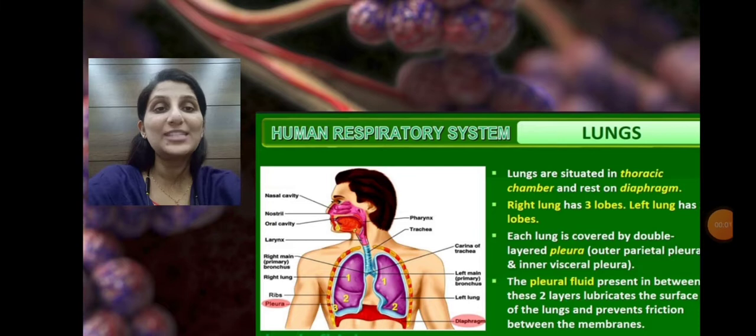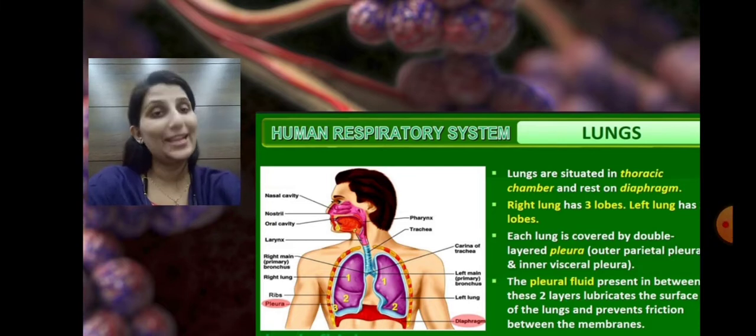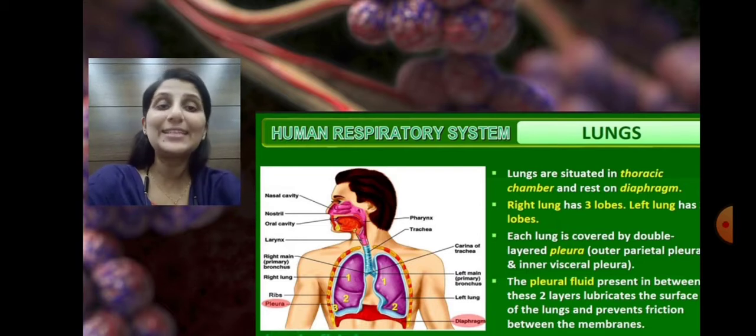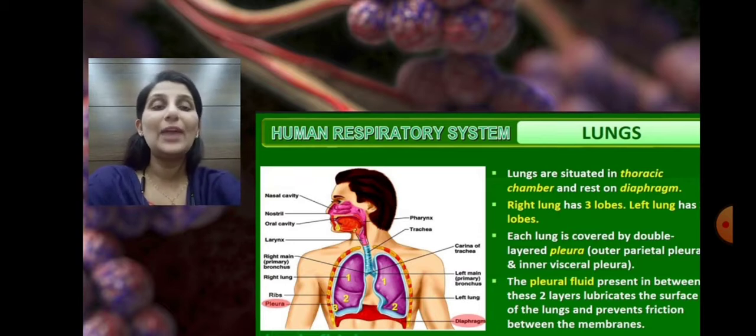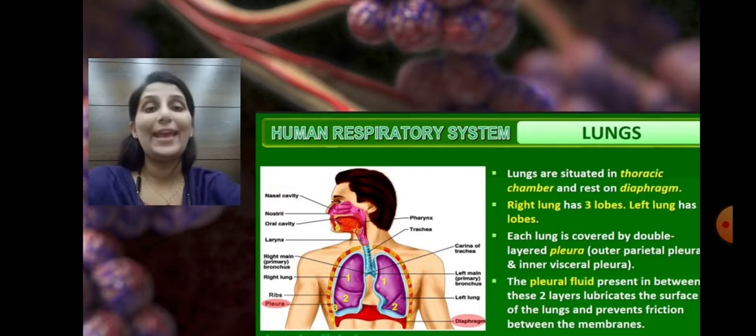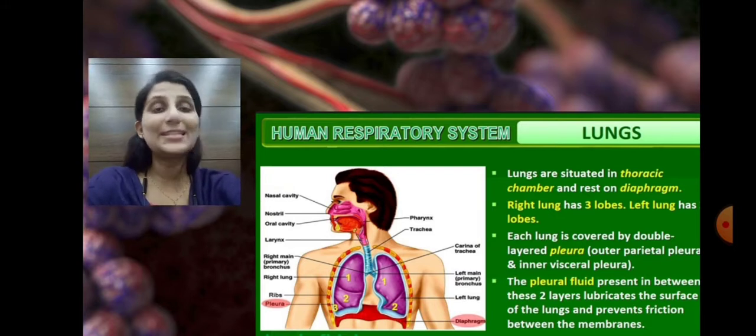Dear children, in the last module we had learned about the conducting part of the respiratory system. In this module, we are going to learn about the next distinctive part of the respiratory system, that is a pair of lungs. And what is the function of the pair of lungs? It is a site where the exchange of gases is taking place, and hence it is called the respiratory or the exchange part of the respiratory system. Now let us learn about the lungs in detail.